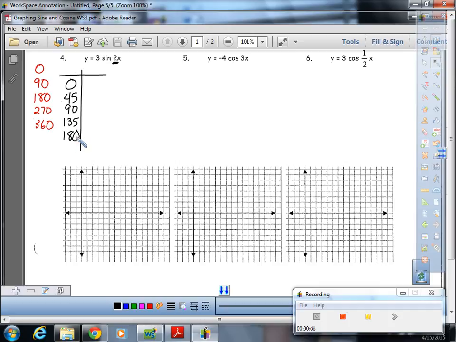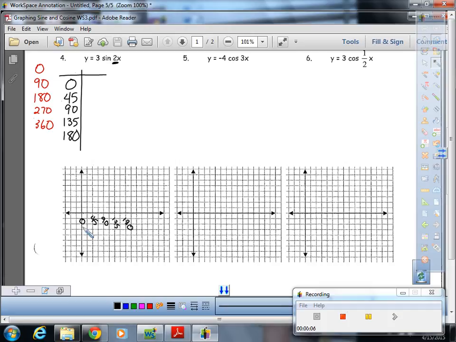So now we're going to put those on our graph. So I'll space them out so I have enough room. I'll put a 45 here, skip 2, a 90, skip 2, 135, and 180. Obviously the 0 is still right there.